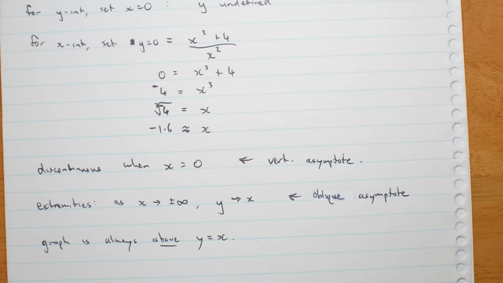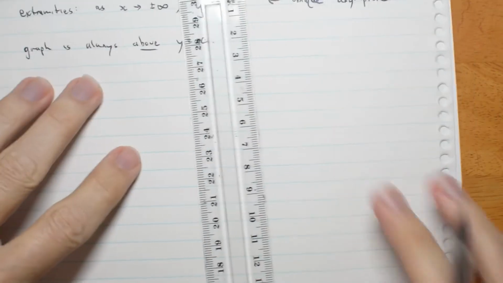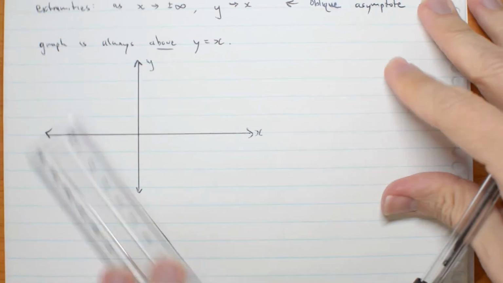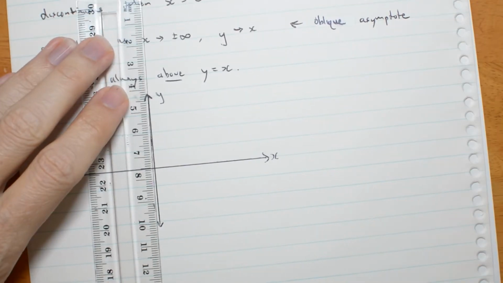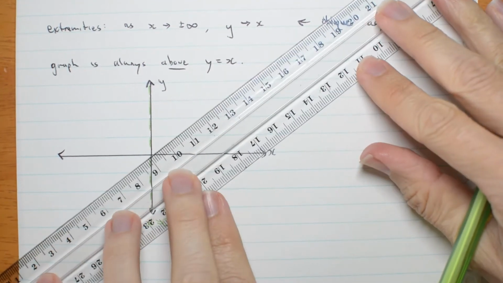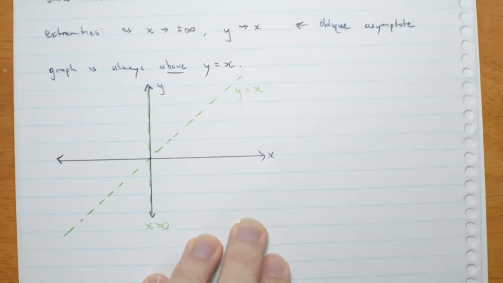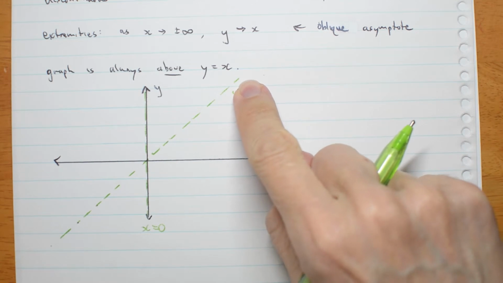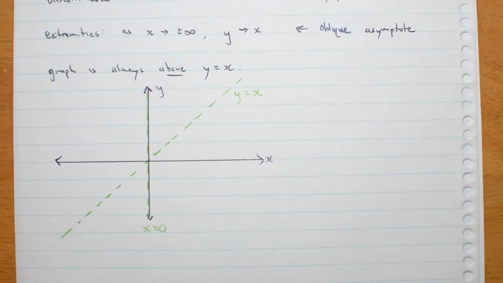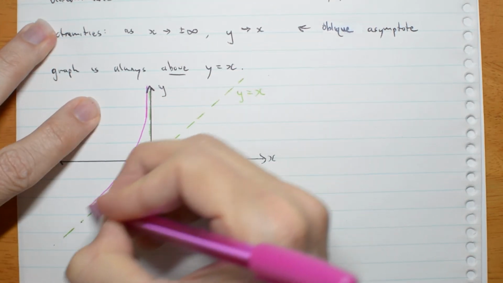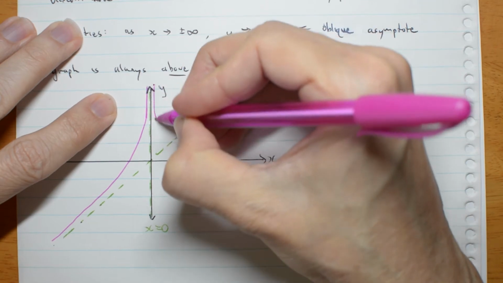I think we actually have almost all the information we need to draw a sketch. Let's get started. So I know I've got a vertical asymptote at x equals 0. I've got an oblique asymptote at y equals x. And I know my function is always above this asymptote. So that actually tells me already where the graph's going to go. It's going to come down here, and it's going to come like this.